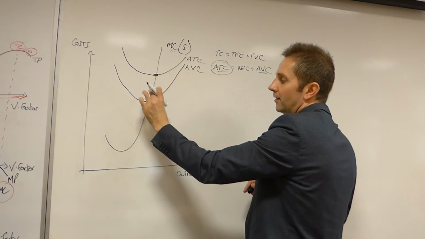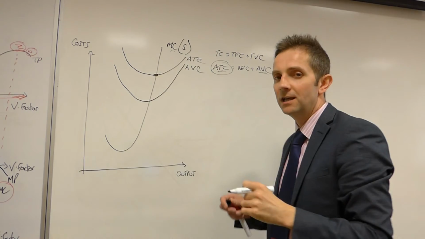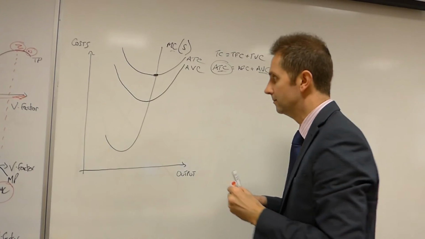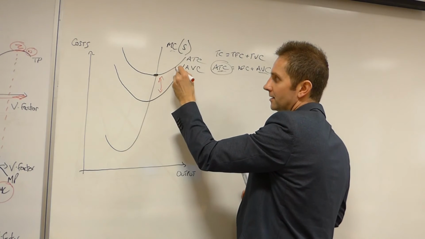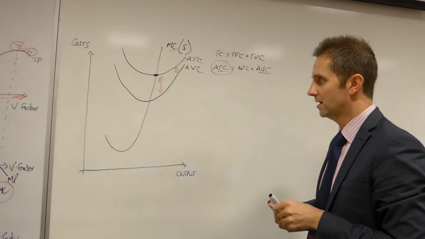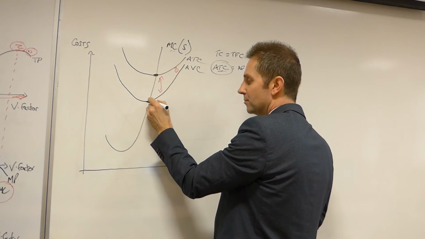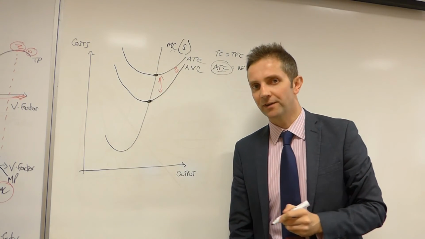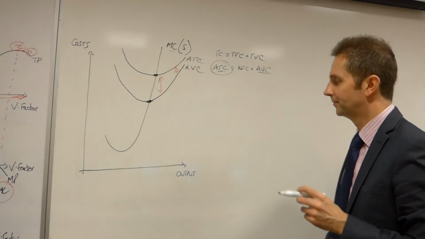You can see here that the distance between the average variable and the average total is getting smaller all the time. So that distance there is greater than that distance there, and I'll come back to explain why that is the case. But as I've already mentioned, if you draw this diagram out, that should be your minimum point on the average variable. And then finally we have average fixed.